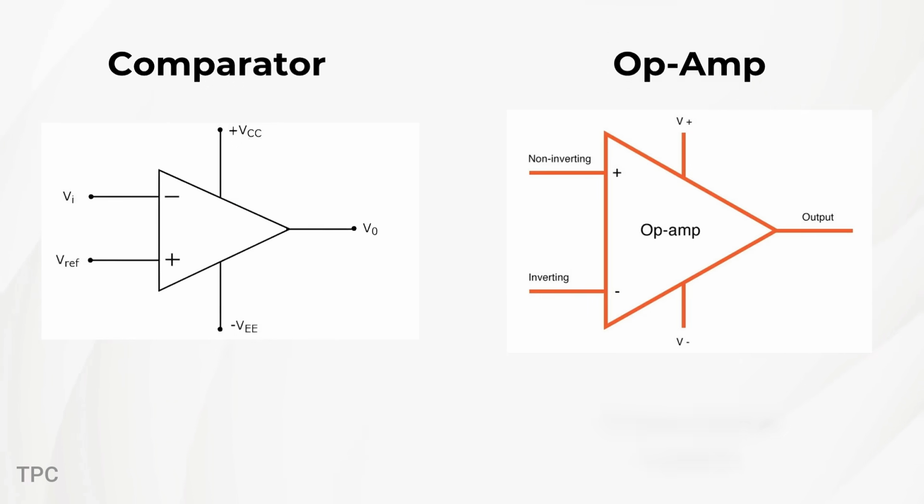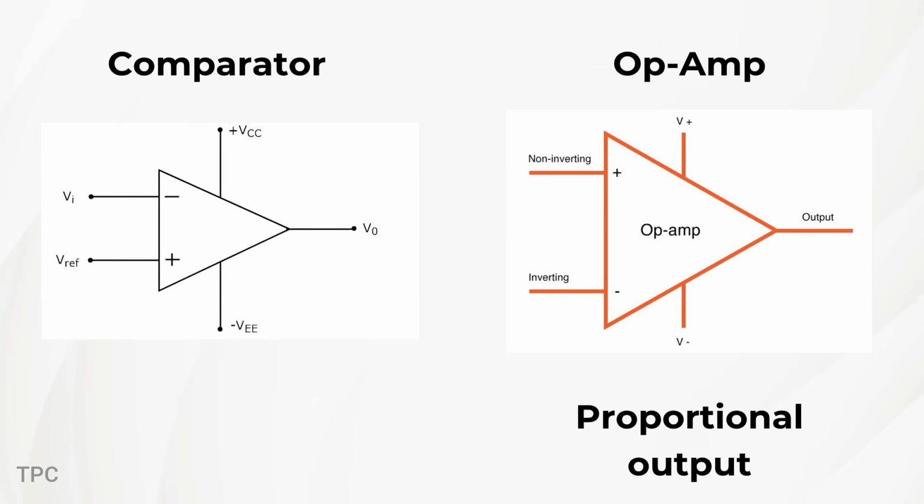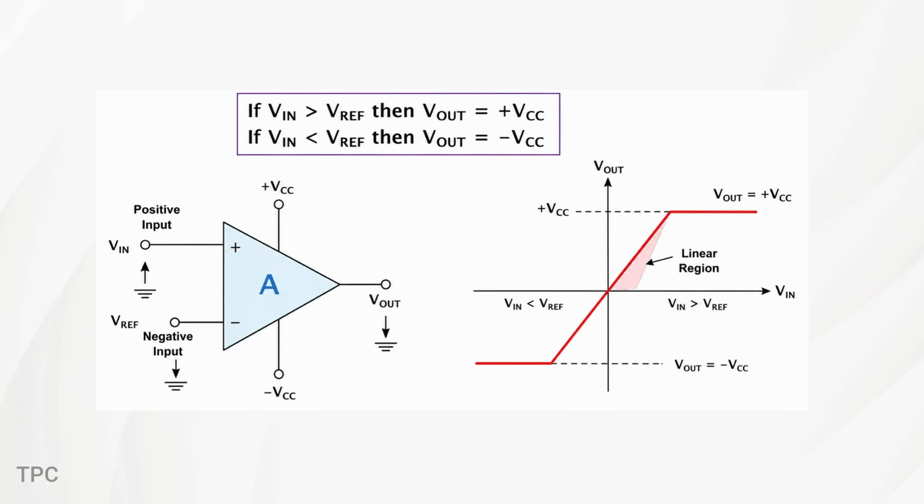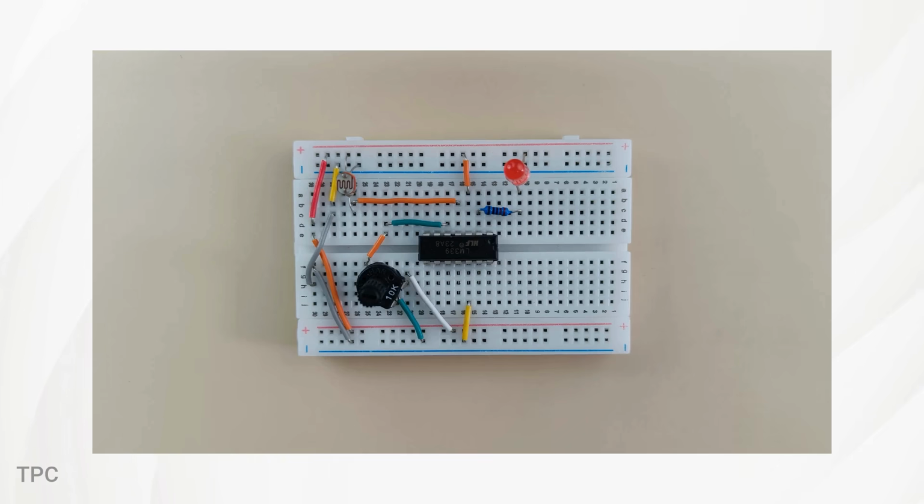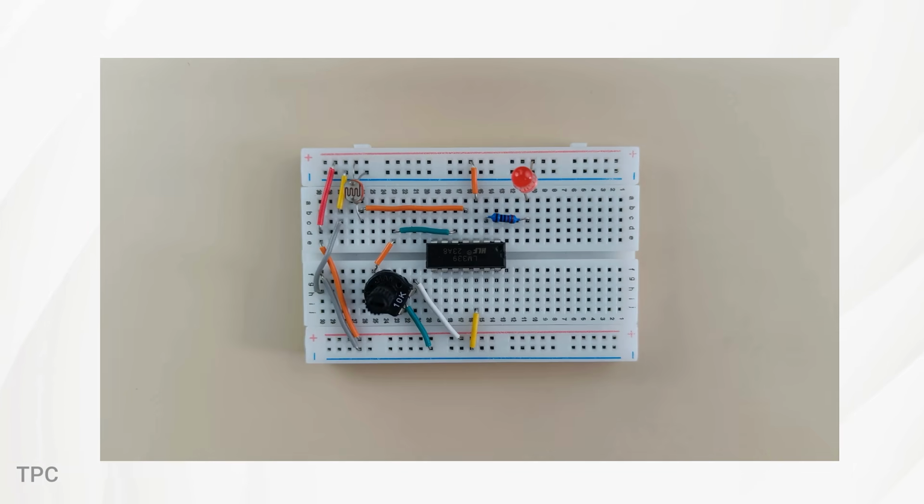But instead of giving a proportional output, it simply compares the 2 inputs and gives a digital-like output. If the voltage at the non-inverting input is higher than the inverting input, the output goes high, and if it's lower, the output goes low. Now in this circuit, I've connected a simple light-dependent resistor, or LDR, along with a reference voltage to the IC.